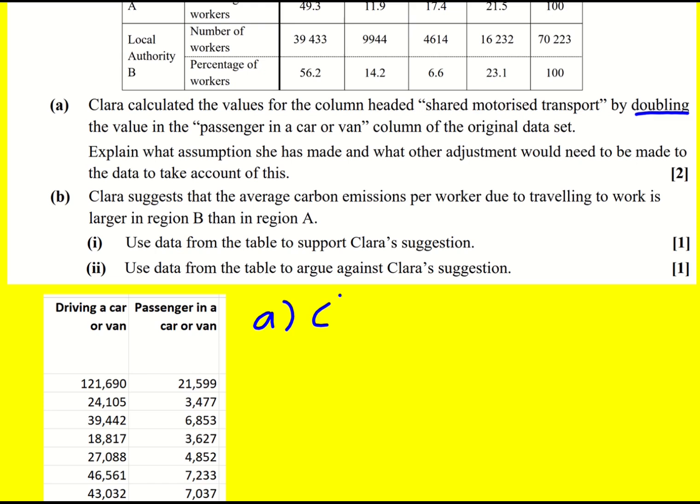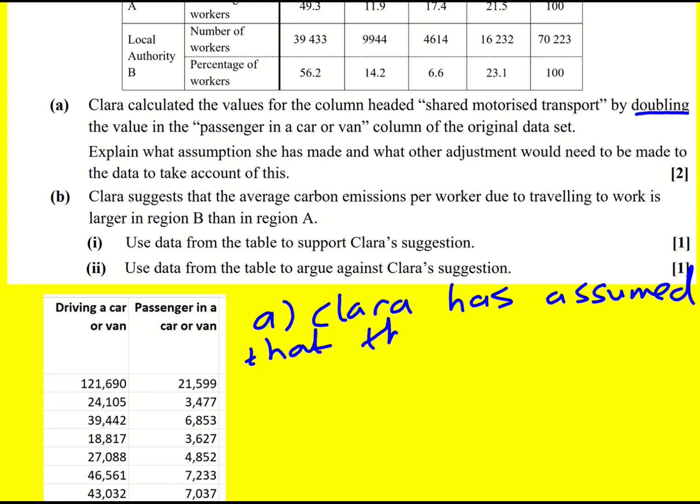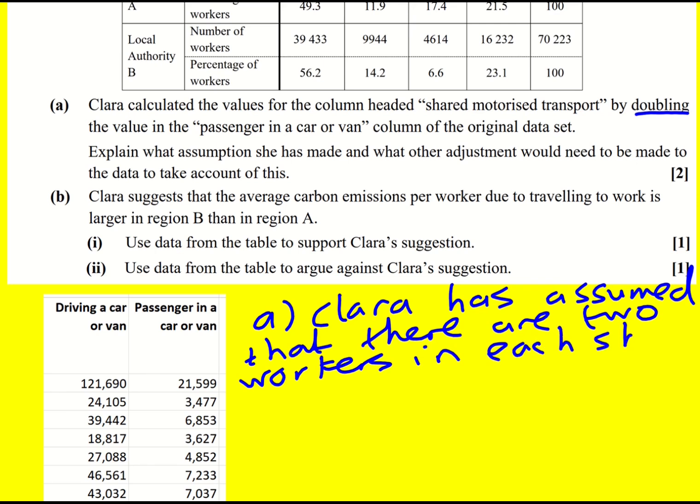So Clara has assumed that there are two workers in each shared vehicle.